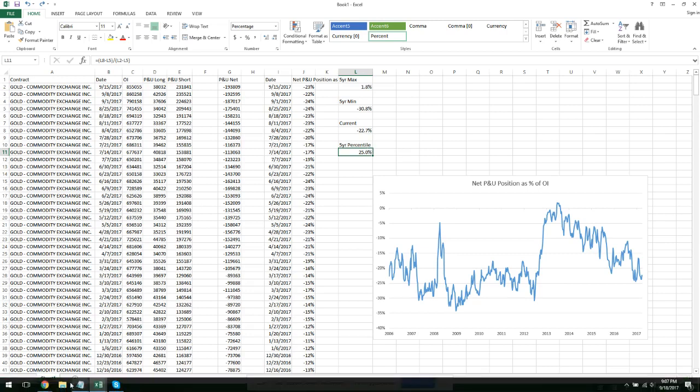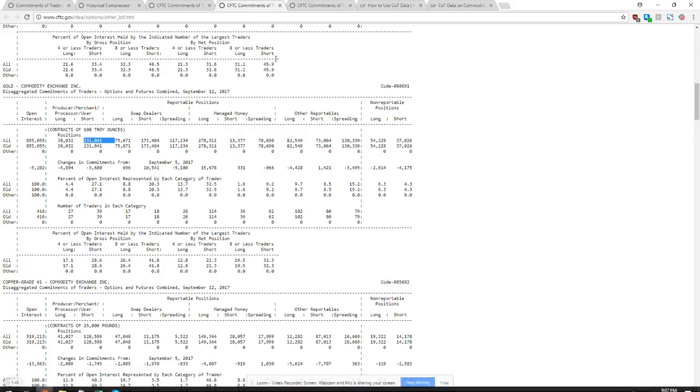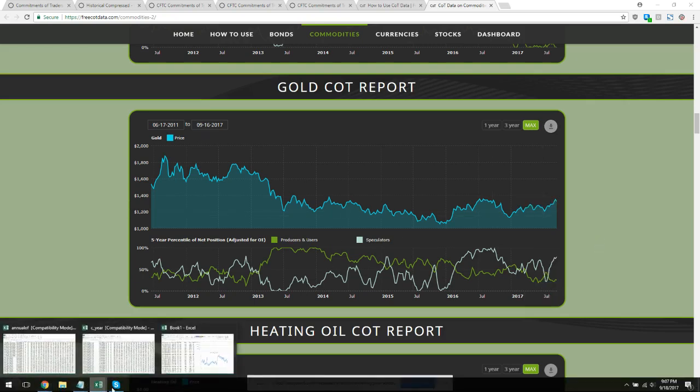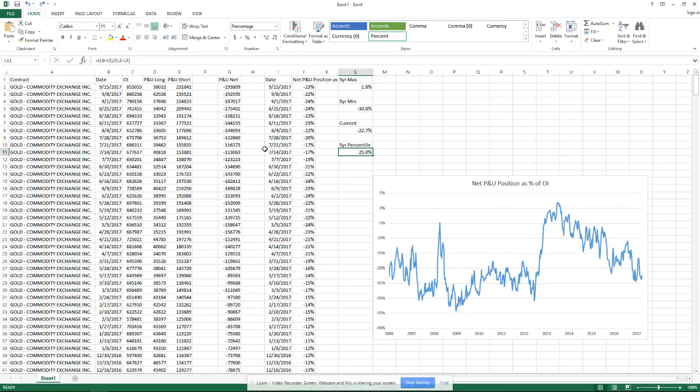And you can see on my website, let's go to the gold graph, right here, the producer and user category, the 5-year percentile should be right at 25%, which is what we got. And so I hope this video helped you see how I calculate my metric, the 5-year percentile.